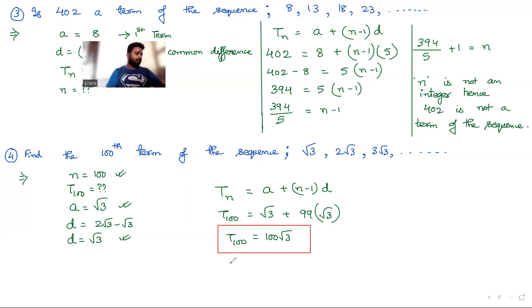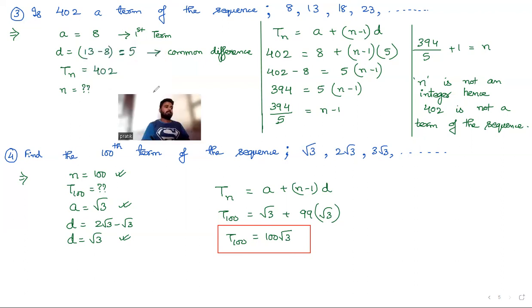So these are very elementary questions of the first exercise. You can just try doing them. The second exercise will have different types of questions, so that we will do in the next class.